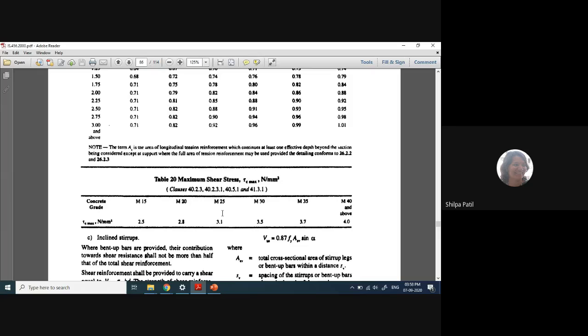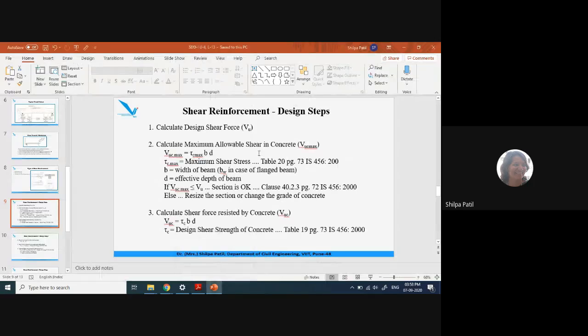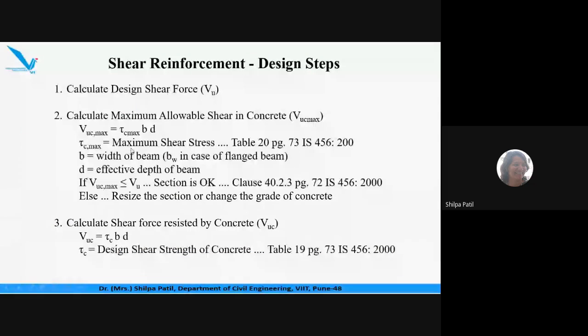Okay, so this is table 20, in which we can find the maximum shear stress tau c max, which is required for the calculation of the maximum allowable shear in the concrete. Then once we calculate the VUC max, we have to compare it with VU. VU means the total shear force acting on a beam. VUC max, the maximum allowable shear in the concrete, should always be less than VU. If it is coming less than VU, it is okay. If it is exceeding VU, then we need to resize the section.